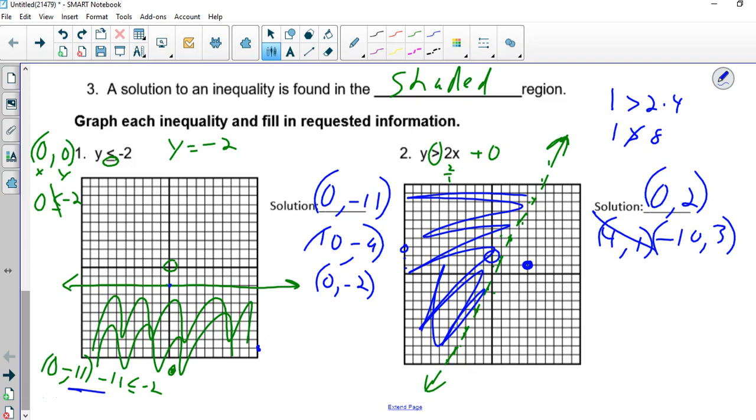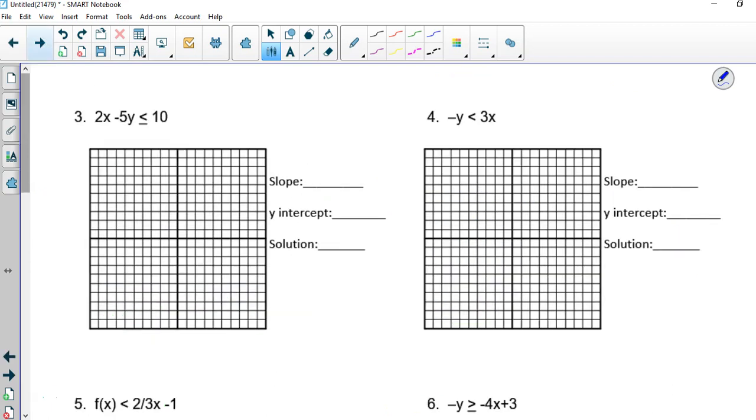And let's just see why. y is greater than 2x. If I said 0 is greater than 2 times 0, I'm saying 0 is greater than itself, and it's not. But imagine if this was greater than or equal, that's why it is okay when there's a solid line.